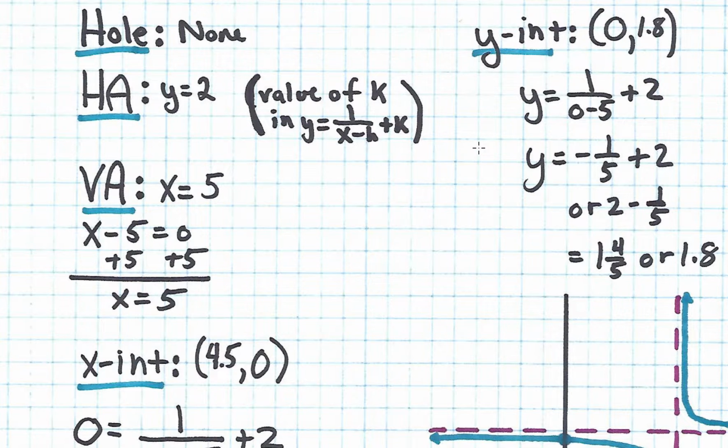You can see the y-intercept right now. To find that, you plug in 0 for x. So when we do that, the denominator becomes negative 5. So you get 1 over negative 5, which is negative 1/5, plus 2. If you rearrange that as 2 minus 1/5, that simplifies to be 1 4/5, or 1.8. Okay, so your y-intercept is at 0, 1.8.